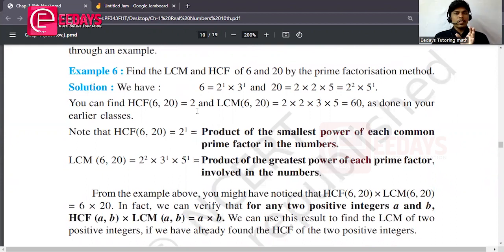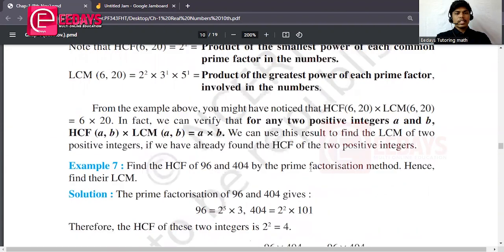After giving the sum, whatever they're asking, what do we need to find first? Before that, you just do one thing. First, write the given numbers in prime factorization, as prime numbers. After that, observe and find the HCF. HCF is the product of the smallest power of each common factor, and LCM is the product of the greatest power of each prime factor. All these things we learned in the previous session.